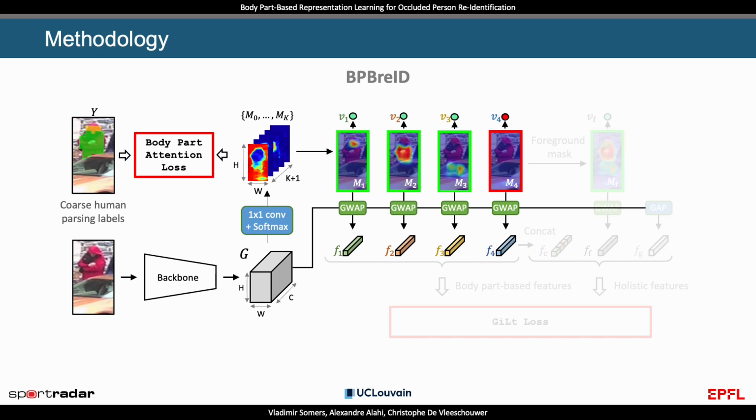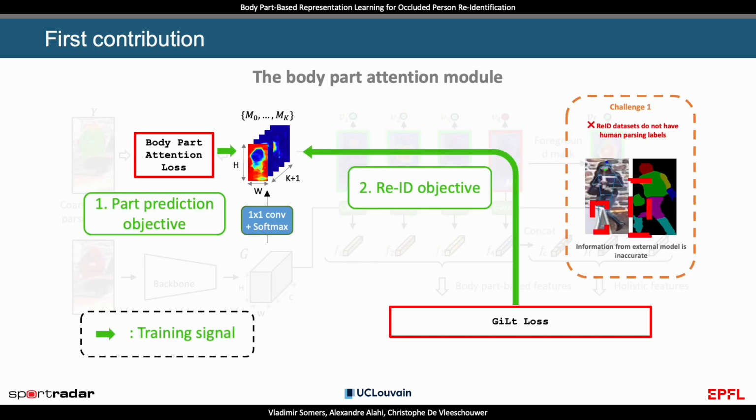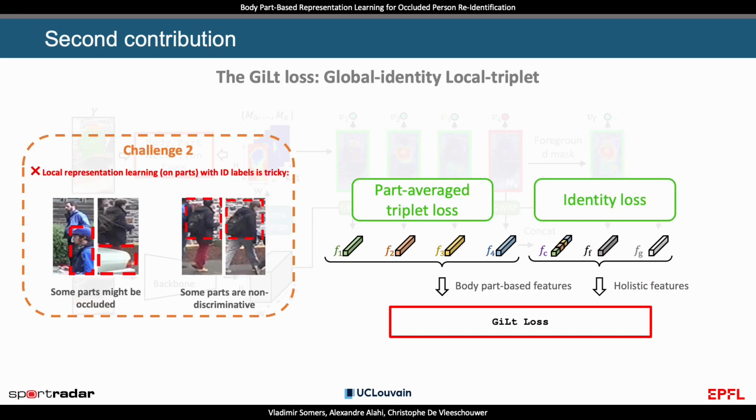3 other holistic embeddings containing global information are then produced: the concatenated feature, the foreground feature, and the global feature. All these part-based and holistic features are then passed to the GILT loss, our novel loss to train part-based methods. In this architecture, our first contribution is the body part attention module, designed to address the first challenge introduced before. The attention module receives 2 training signals from both the identity and part prediction objectives. Thanks to that end-to-end training with dual supervision, it produces attention weights that are much more accurate and specialized for re-ID.